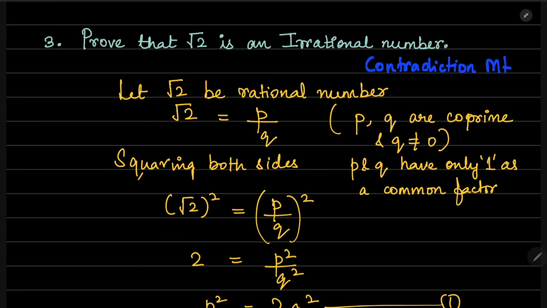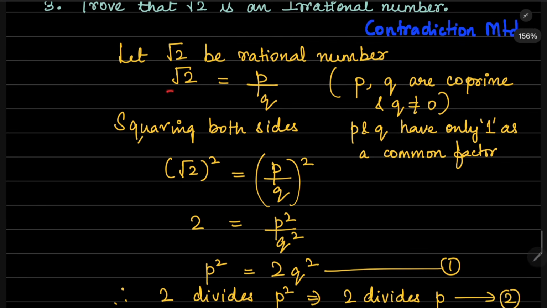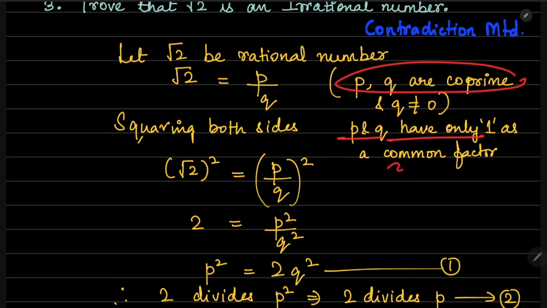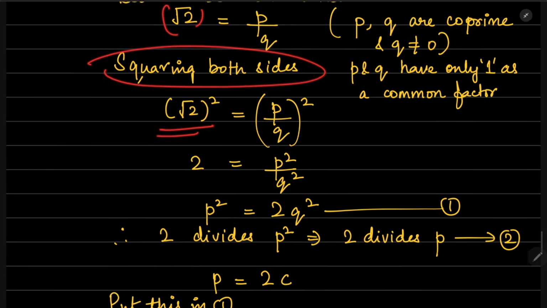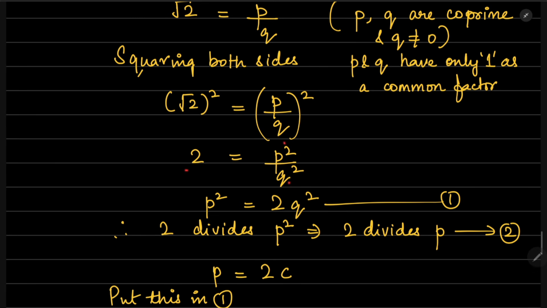Contradiction method. Okay, so let's assume that root 2 is a rational number. Rational means it can be written in the form p by q, where p and q are co-prime and q is not equal to 0. What do you mean by p and q are co-prime? That means p and q have only 1 as a common factor. So squaring on both sides, root 2 the whole square equals p by q the whole square. So 2 equals p square by q square.